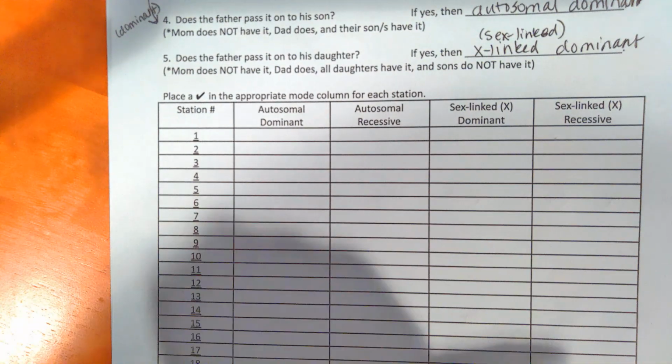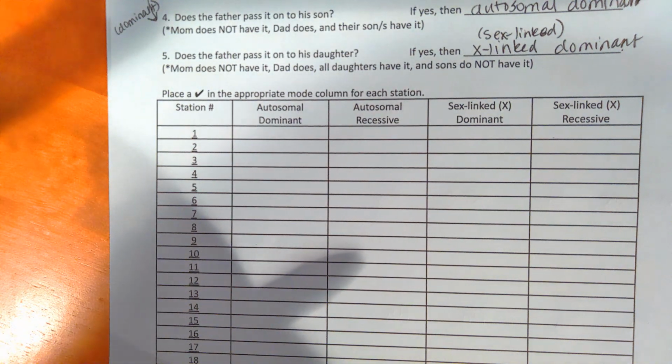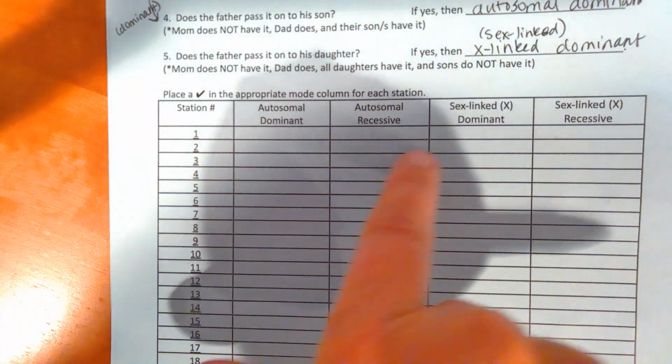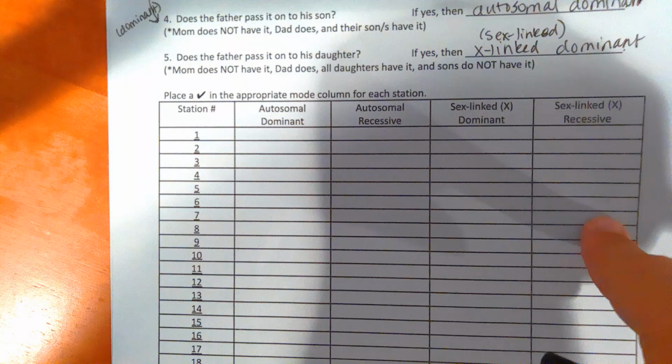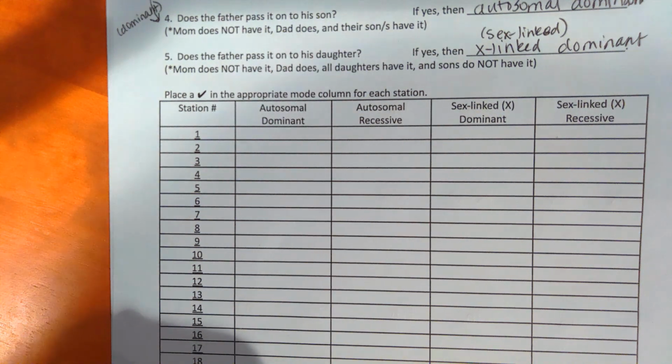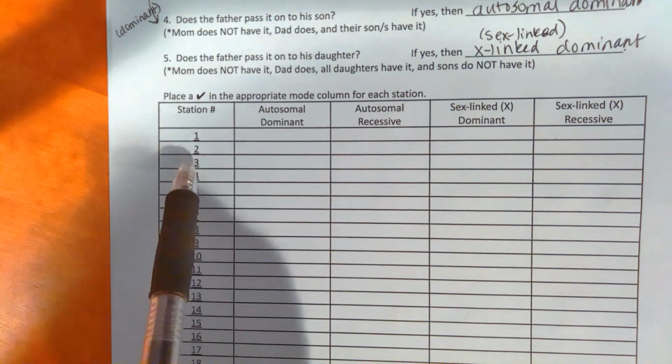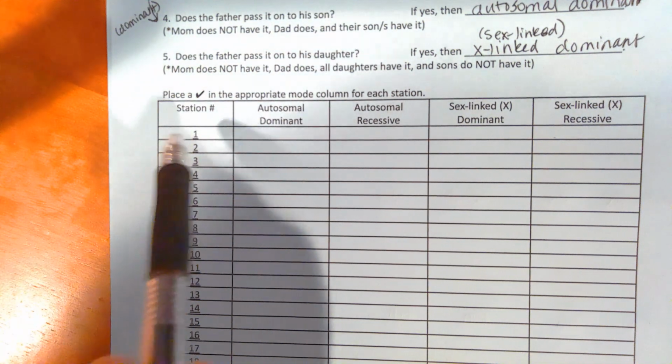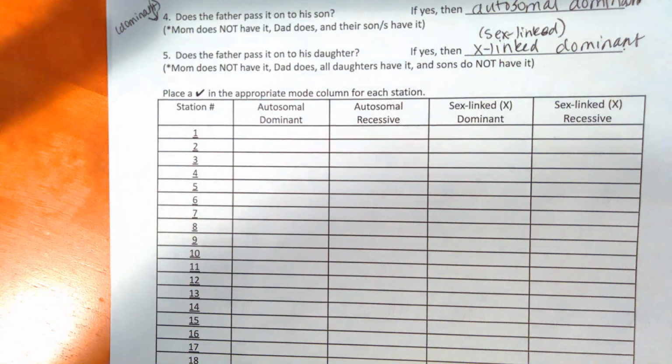So what you're going to do now is look at all of these pedigrees, ask yourself those questions, and then figure out which of these categories is being reflected in the pedigree. If we're doing this in the classroom, these are set up around the room. If we're doing it online, these are linked on Schoology, and you can just click on those numbers and the pedigree will pop up.